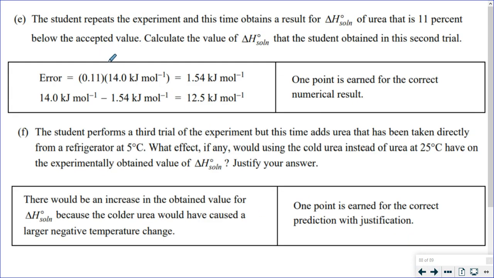E, the student repeats the experiment and gets a result that's 11% below. All this is asking you is, can you do a percent error calculation? So take the value that we had previously. You multiply by 0.11 to get 11% of it and subtract it. I would just multiply this value by 0.89 and get your answer. So if you got that answer, you get 1 point.